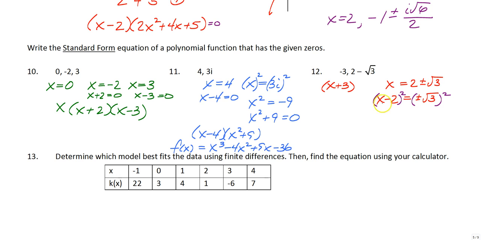X minus 2 quantity squared is x squared minus 4x plus 4, and that's equal to 3. And then that would give us x plus 3 and an x squared minus 4x plus 1 after you subtract that 3 back over. And then, of course, to get your final answer, you would just multiply it out, giving you x cubed minus x squared minus 11x plus 3. Okay?